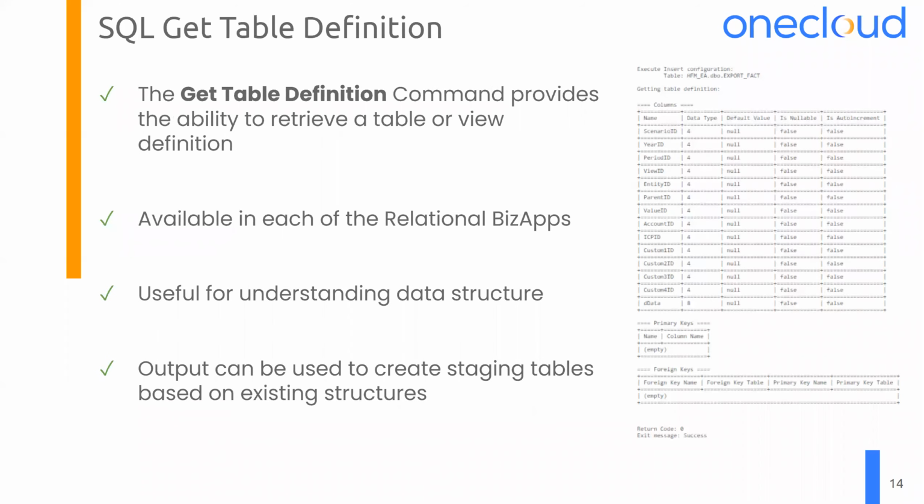The next feature we're going to go through is Sql Get Table Definition. For all of our BizApps that are relational, you now have a command to get the definition of that table. So what does that mean? That's going to give you all of the columns in the table and their type. It's also going to give you a list of the primary keys in that table, as well as the foreign keys in that table. So this can be useful to do some checks, to ensure that a certain column exists in the table.